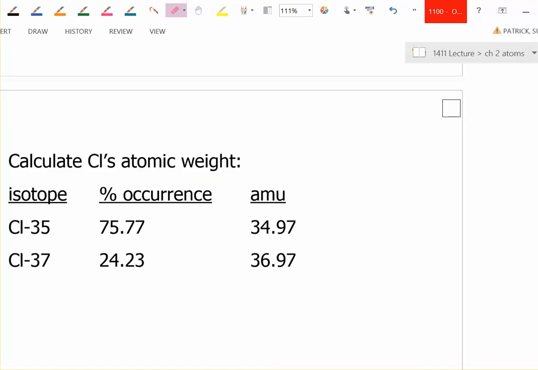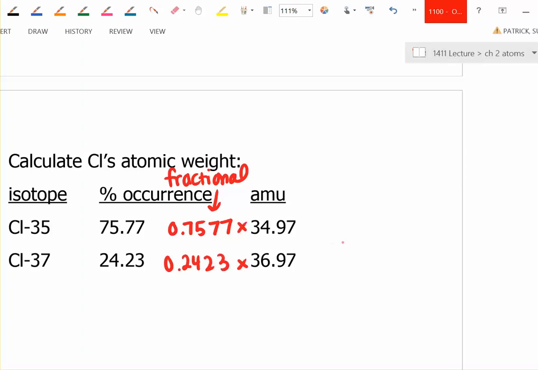Let's try this example problem with chlorine's 2 isotopes. See if you can pause and get ahead of me and get it before I do. There's a difference here. This is a percent occurrence, and what we need is a fractional occurrence. And so I'll put that down here. How do I go from a percent to a fractional? Well, basically I'm dividing by 100. In other words, I'm moving the decimal place 2 places. I'm still multiplying by the mass of each known isotope.